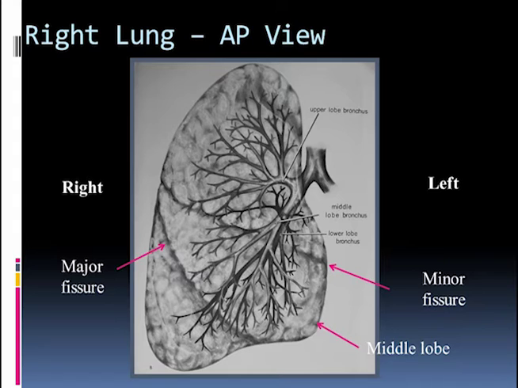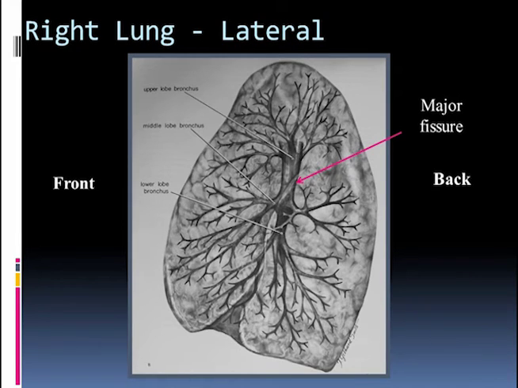The lower lobe has 5 segments. It has a superior segment, a medial and lateral segment, and an anterior and posterior segment, and we can see these better on the lateral view. So here's a lateral view. You'll see the front is off to your left and the back is to your right. We're looking at the lung.